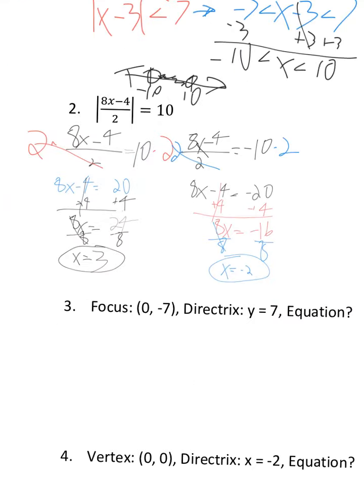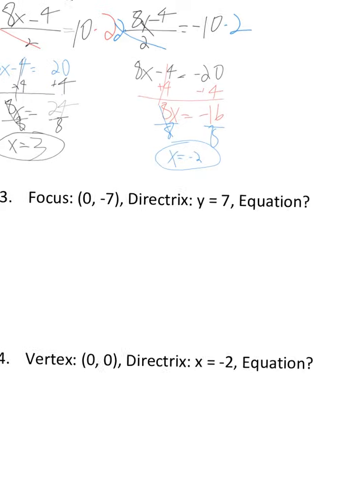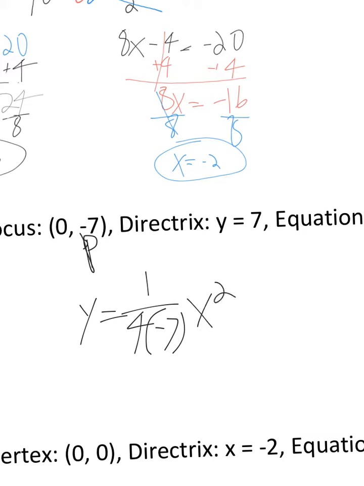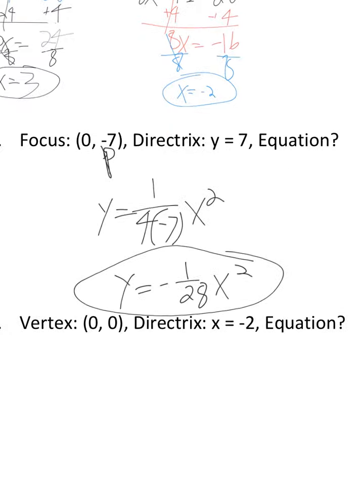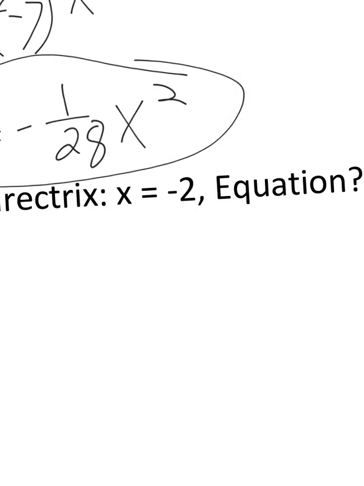Okay. Sorry about that. Now, focus, directrix. What's the equation? Remember, the focus tells you your p. And your equation is y equals 1 over 4p times x squared. So the final answer is y equals negative 1 over 28 x squared.